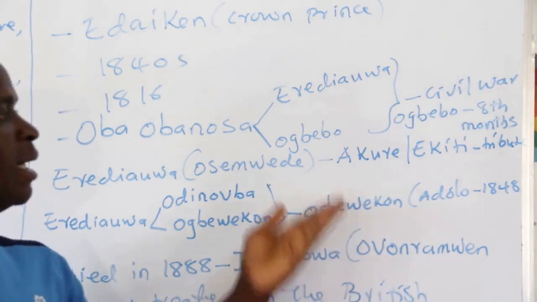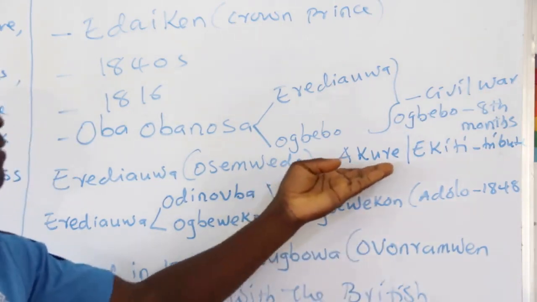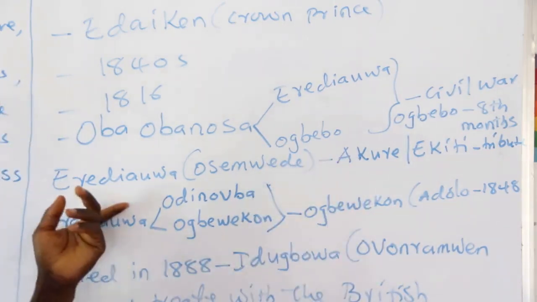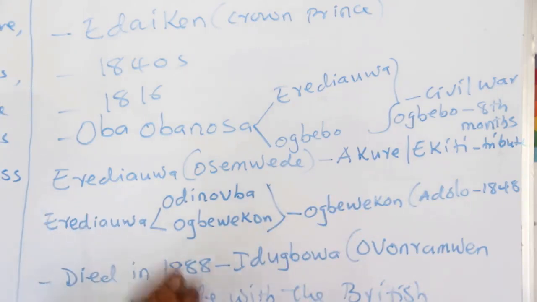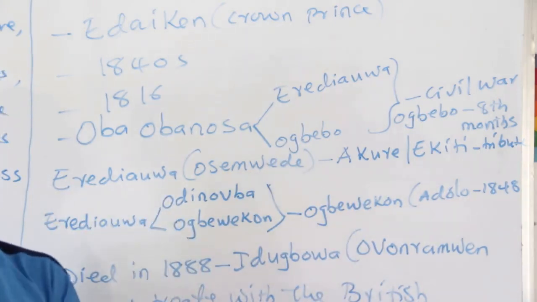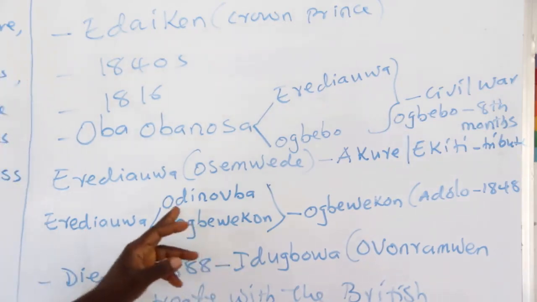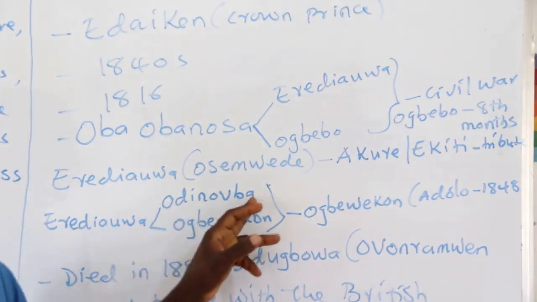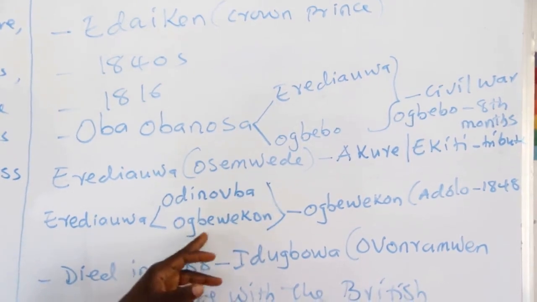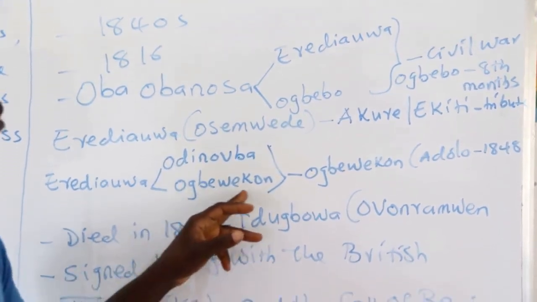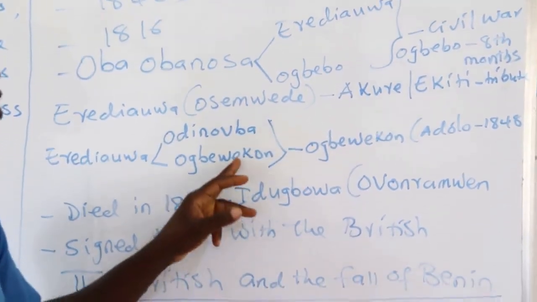But then, shortly after giving such orders, Osemwede also died. And when he passed away, his two sons also struggled over the throne. And who were those two sons? Now, one of them was called Odinovba. Then the second one was called Obewekon. These were his two sons.